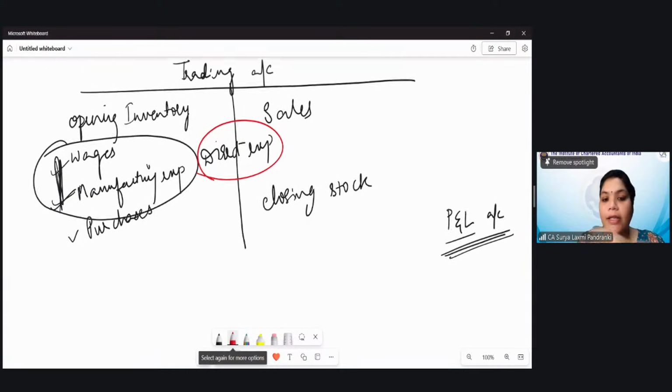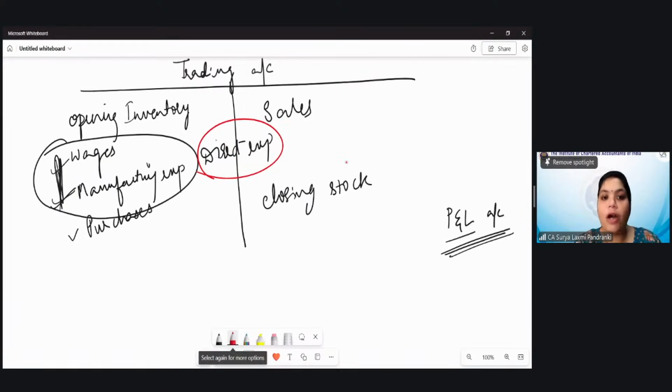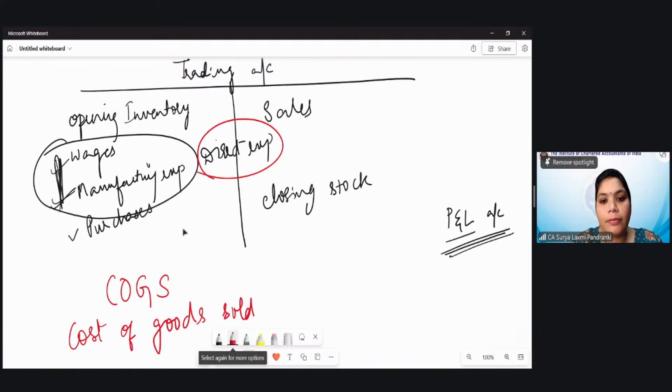So can I put this into a short form? Not a trading account, because we keep using that formula regularly. I am going to put it into a short form. What is COGS? What is COGS? Anyone wants to answer? Cost of goods sold. Okay. So now what is the formula for cost of goods sold?